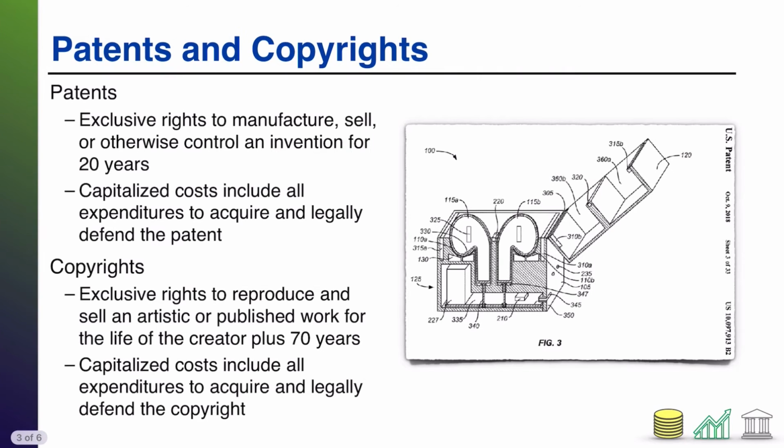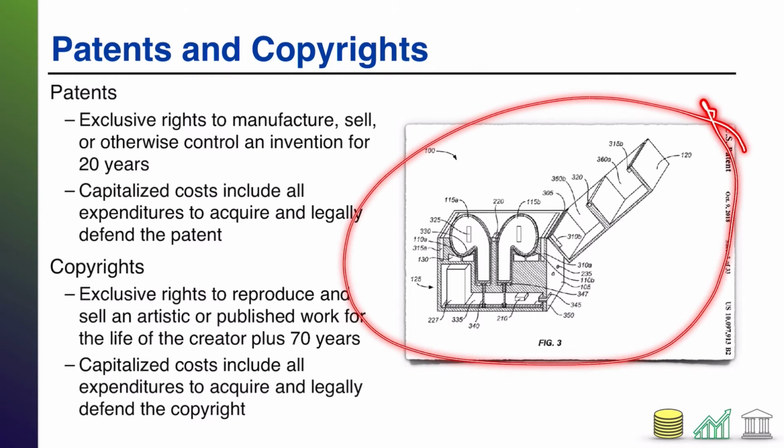All right, let's talk through some of the common types. First up, patents and copyrights. So patents. Patents are basically legal protections over inventions. And so over here you see I have an example.